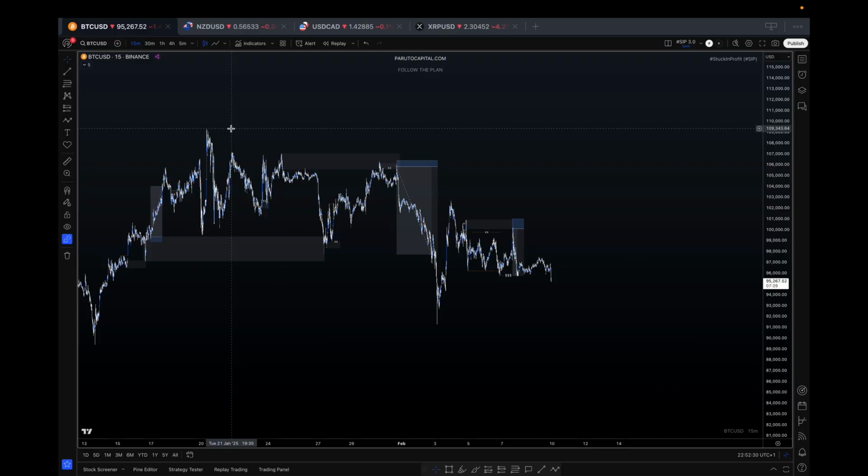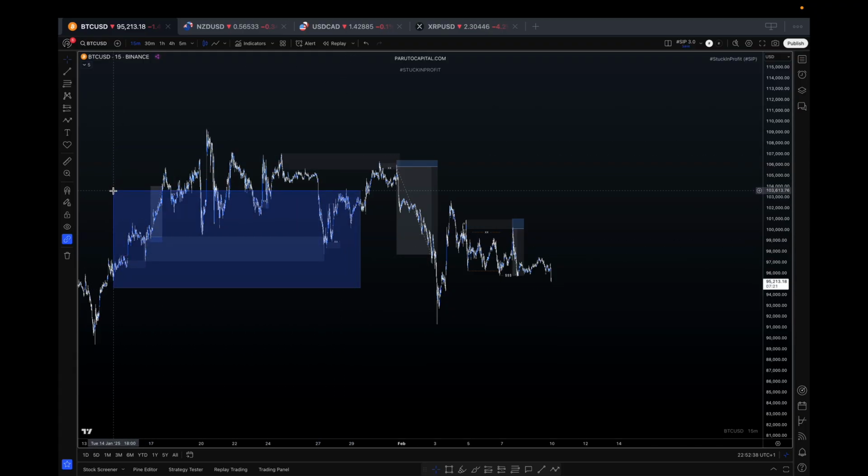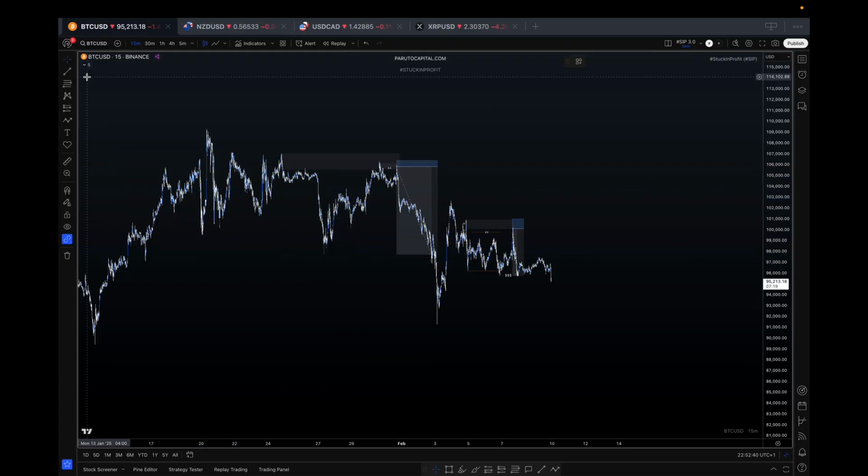So Bitcoin had registered a high of about 109,000. Okay, and we can see the market obviously is bearish because we can see multiple breaks of structure. Let me just take this out so we can see what we have here. So let's draw this. I believe you're already familiar with structure, so I don't have to spend time explaining what's happening here. But let's just draw this.